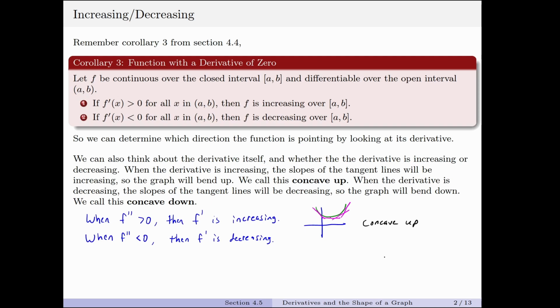When the derivative is decreasing, the slopes of the tangent lines will be decreasing. So what that might look like, I'll draw an example graph. We'll draw in some tangent lines here. There's a tangent line that's positive. There's a tangent line that's less positive. A tangent line that's 0. A tangent line a little bit negative. And a tangent line more negative. So as I move from left to right, the slopes of the tangent lines are decreasing. And we call this concave down.